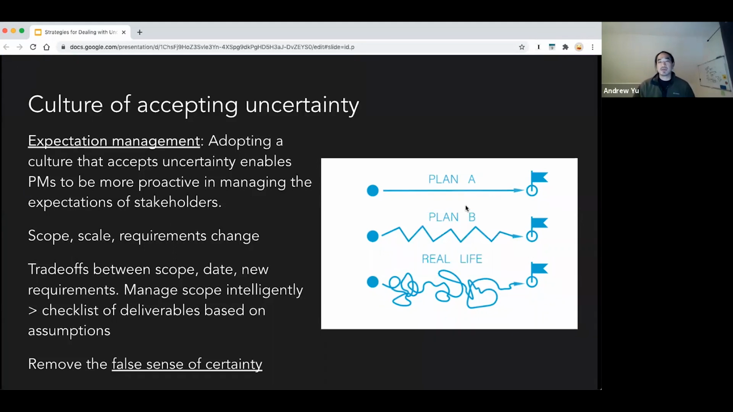So yeah, this is tough because creating a culture of accepting uncertainty actually helps. It sounds a little paradoxical at first, but adopting a culture that accepts uncertainty basically allows PMs to be more proactive in managing expectations, right? So let's consider the opposite for a second. Let's consider you have a culture of, hey, if you have a timeline, you better hit it, and we expect that. So if you said this thing is going to be done by October 30th, right?